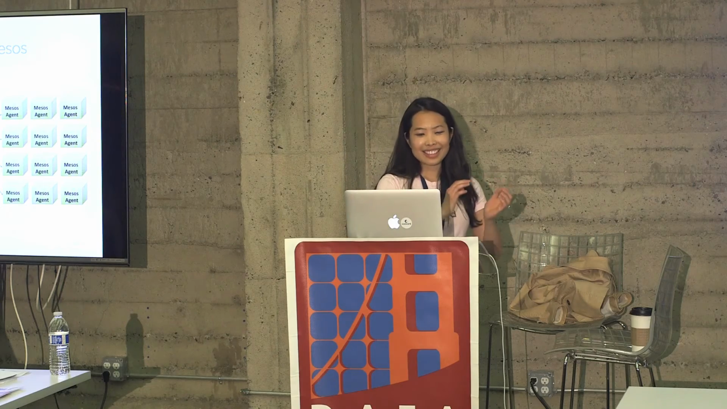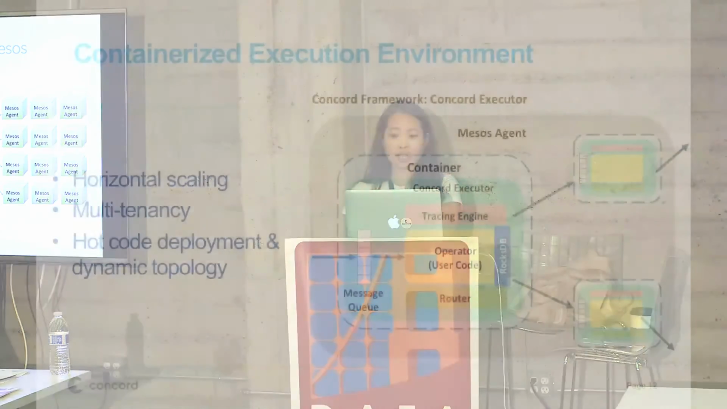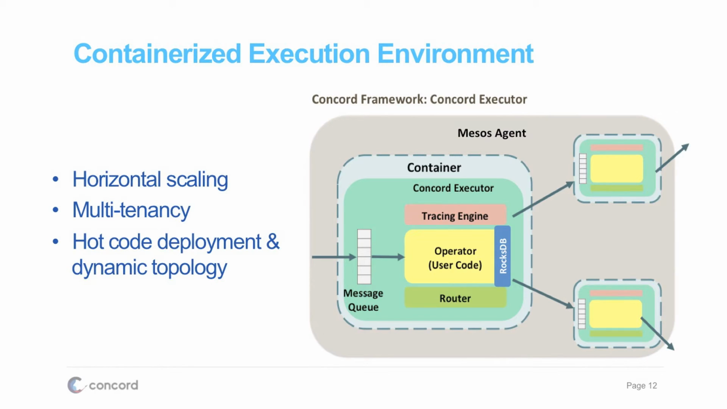Now, when the operator gets to the Mesos agent, it runs in its own execution environment. We use a Mesos container right now. You can use a Docker container here as well. Each executor has its own tracing engine, lock-free message queue, router, and the key value store that you can use for local cache. Because we come with the key value cache, the message queue, and the tracing engine inside, in order for you to scale, all you really have to do is add more nodes. You don't have to grow multiple stacks together.